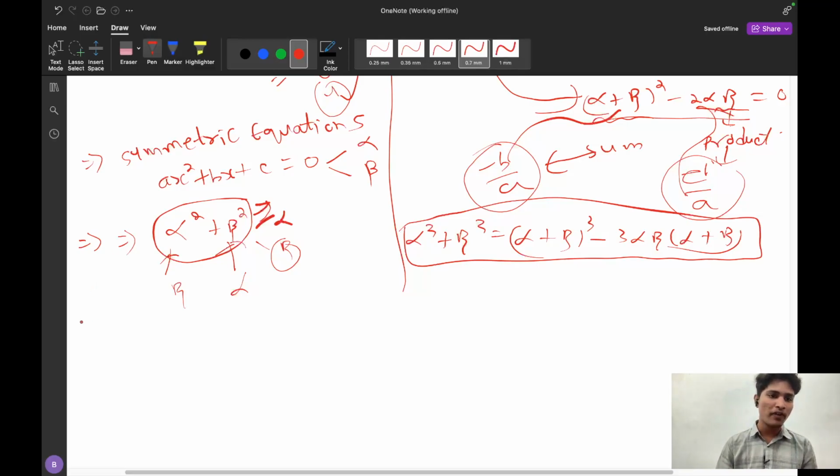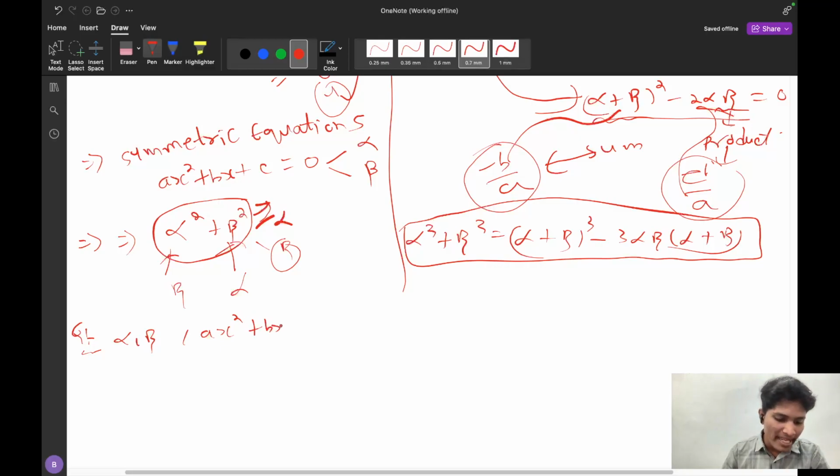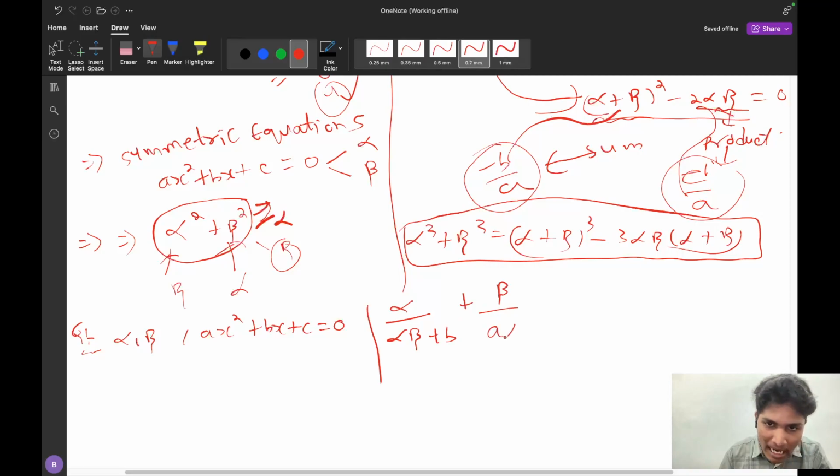Now I'm going to take another question here. Alpha and beta are the roots of the equation ax square plus bx plus c equal to 0, and I need to find the value of alpha divided by a beta plus b, plus beta divided by a alpha plus b.